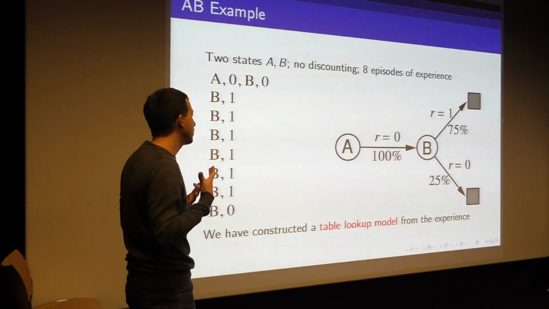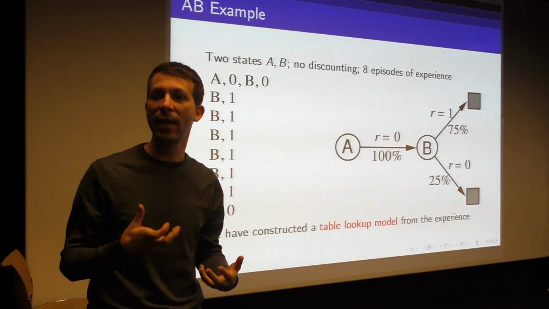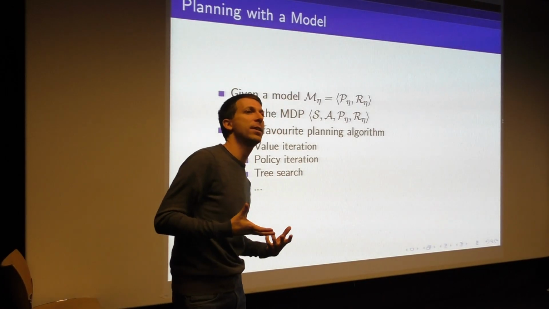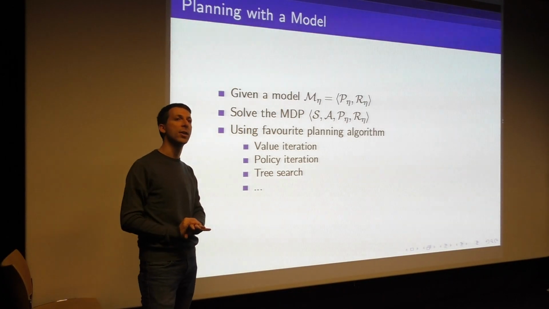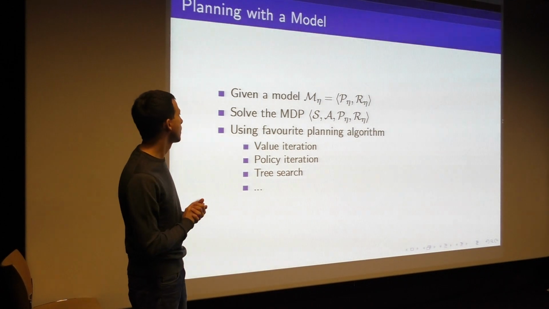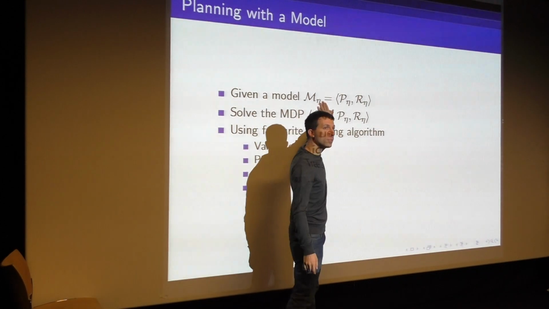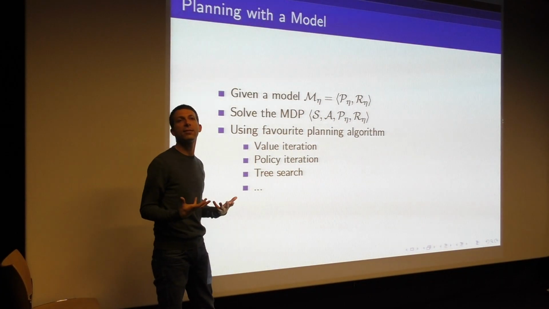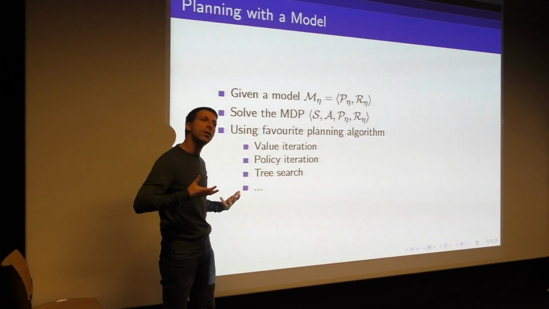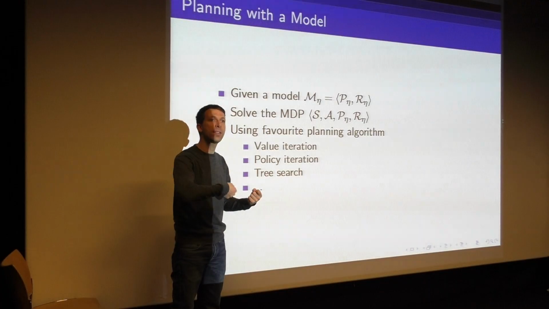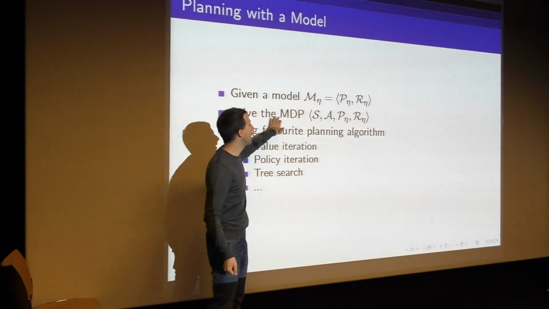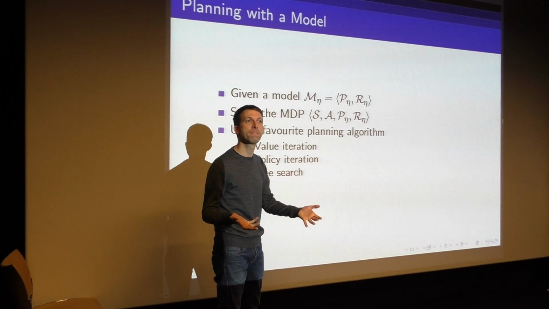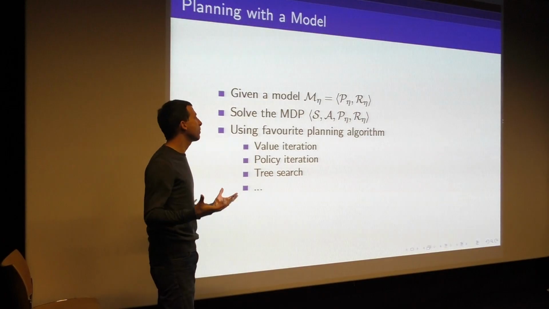So now we've got a table lookup model. Let's start to understand how to use this thing. The next step, and this is the important step, is to plan with the model. So far we've just talked about learning a model. What does it mean to plan with a model? Now we've got our MDP that we've learned. We've estimated our MDP, for example, the one on the previous slide. And planning basically means solving that MDP. It means using the model that we've got to try and find the best thing to do. We're going to solve that MDP to find the optimal value function and the optimal policy, and hence pick the best action. You can use your favorite planning algorithm to do that.